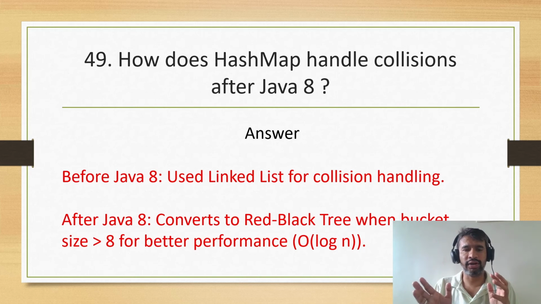I hope you got it. In case of collision, if the length of the linked list is greater than 8, then a red black tree is created and the new records are added there. So the complexity will become O(log n). This is the improvement to handle collisions. Let's move on to the next question.